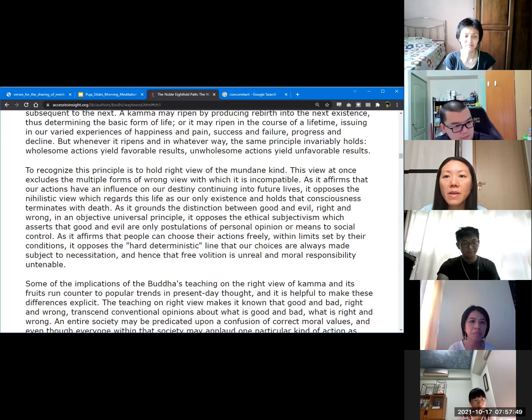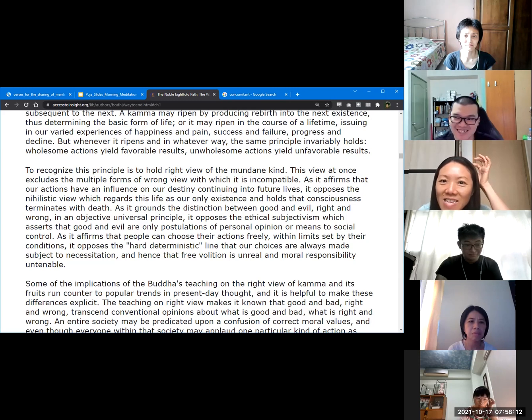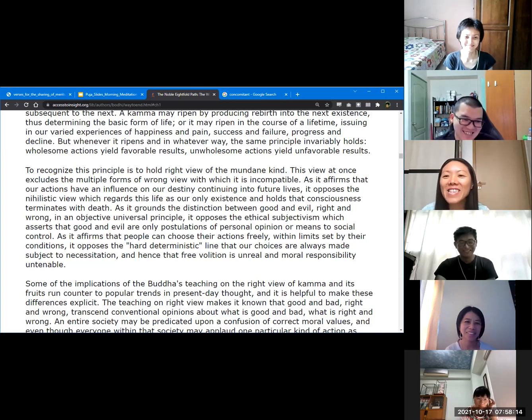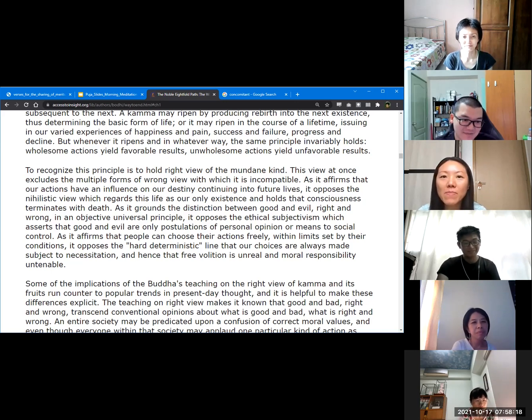As it affirms that people can choose their actions freely within limits set by their conditions, it opposes the hard deterministic line that our choices are always made subject to necessitation, and hence that free volition is unreal and moral responsibility untenable.